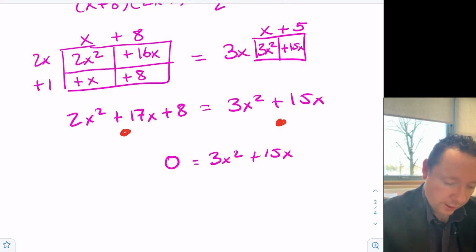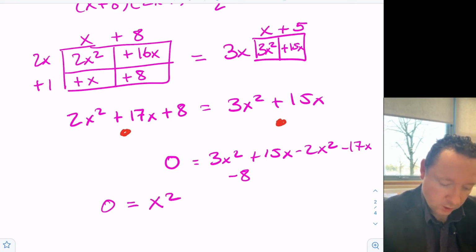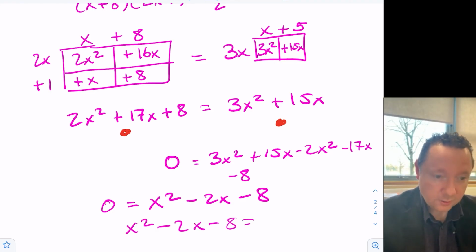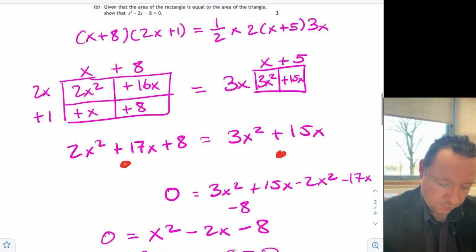I'm going to make this 0. I'm going to take away 2x squared, I'm going to take away 17x, and I'm going to take away 8. So 0 equals 3x squared minus 2x squared, which is x squared. 15x minus 17x is minus 2x, and I've got minus 8. Or to put it in the way they want, x squared minus 2x minus 8 equals 0.